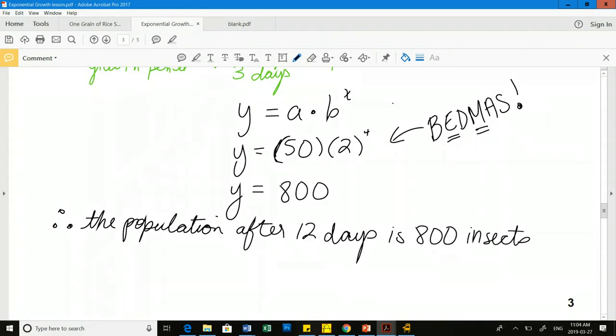Beauty. Okay, this will be on your test. I will be expecting you to write interpretations of your final answer. It's good for us to know how to do the math. It's also good for us to know how to interpret that math, right? And to know what it is that I actually just found. So I just found that after 12 days, there'll be 800 insects. Cool. Any questions for this one? Pretty straightforward.